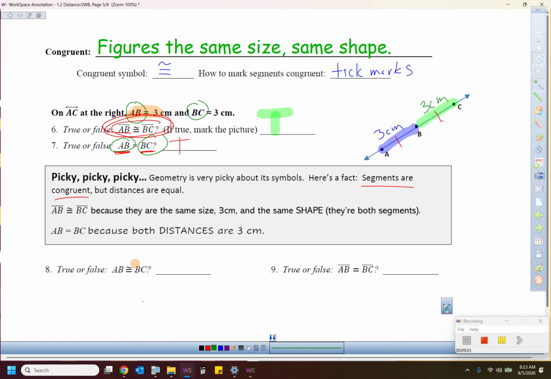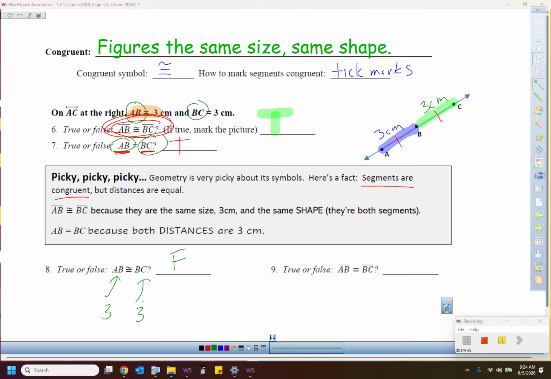So like true or false, the distance from A to B is congruent to the distance from B to C. That can't happen because the distance from A to B is 3 and the distance from B to C is 3. Yeah, they're the same, but congruent means the same size, same shape. 3 is not a shape. It's a distance, right? So this is false because it's just bad terminology. It's bad symbols. You can't have that.